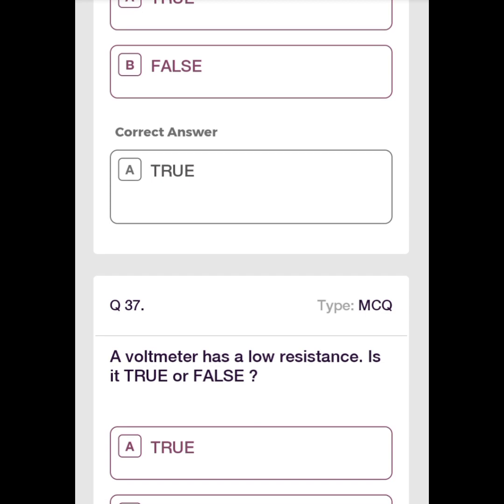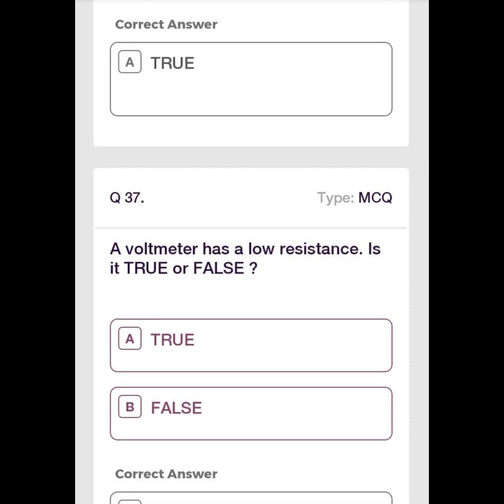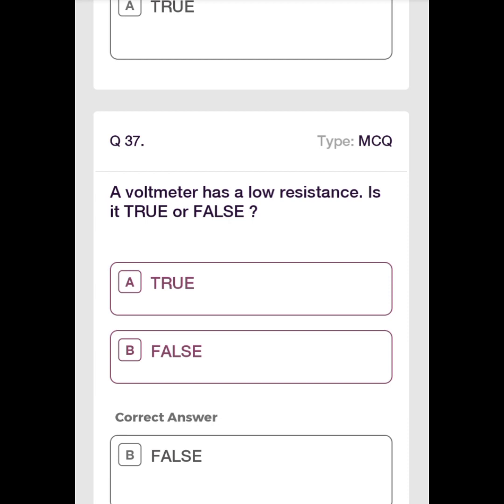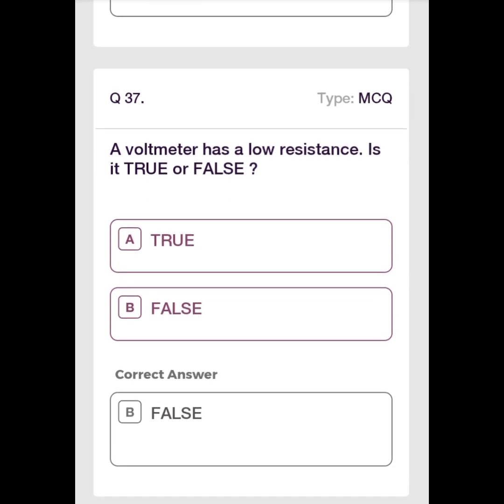A voltmeter has low resistance. Is it true or false? No, voltmeter will not have low resistance. It will have high resistance. Already we have discussed it has high resistance in order to measure the voltage across any resistor or a bulb. If it has high resistance, then all the current will be passing through the equipment whose potential difference has to be calculated. So it is false. It has got high resistance, not low resistance. So option B, that's correct, which is false.